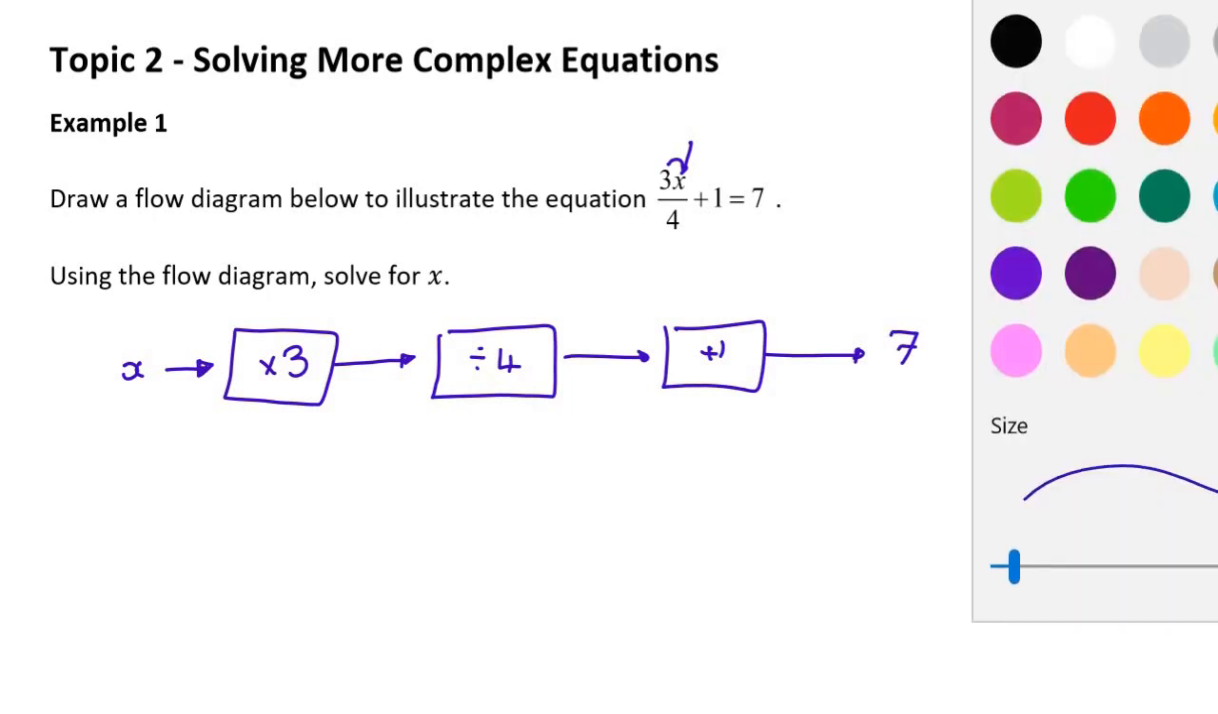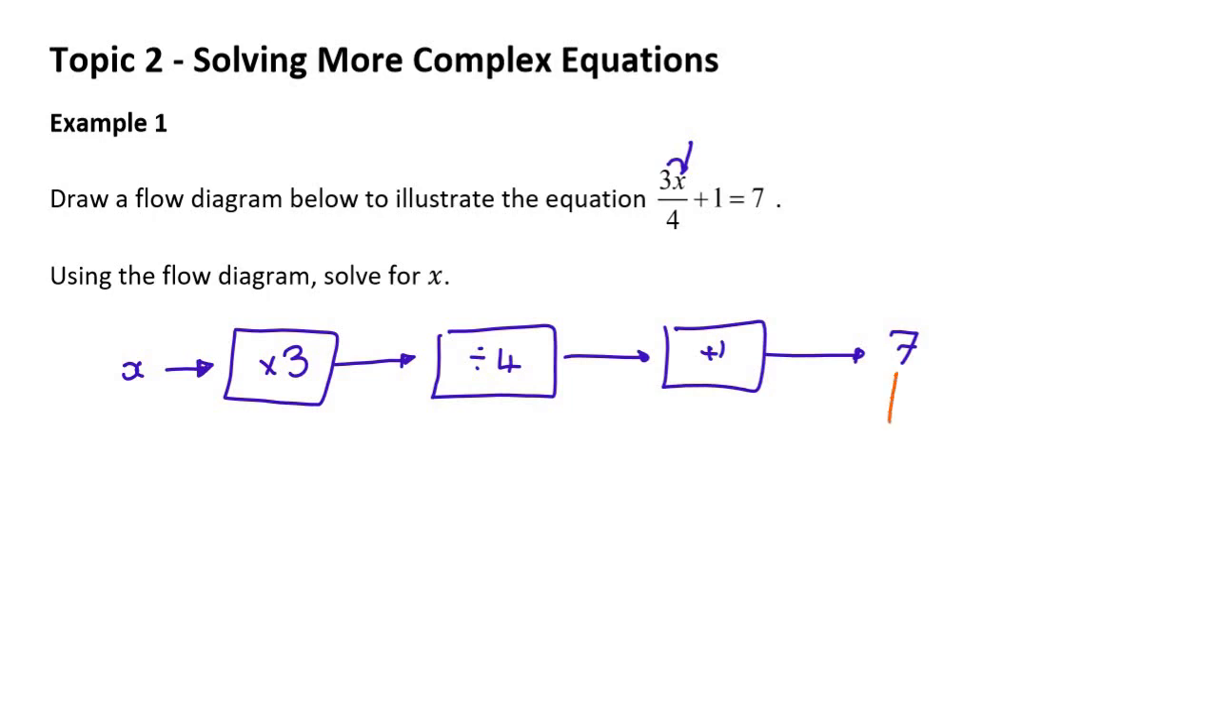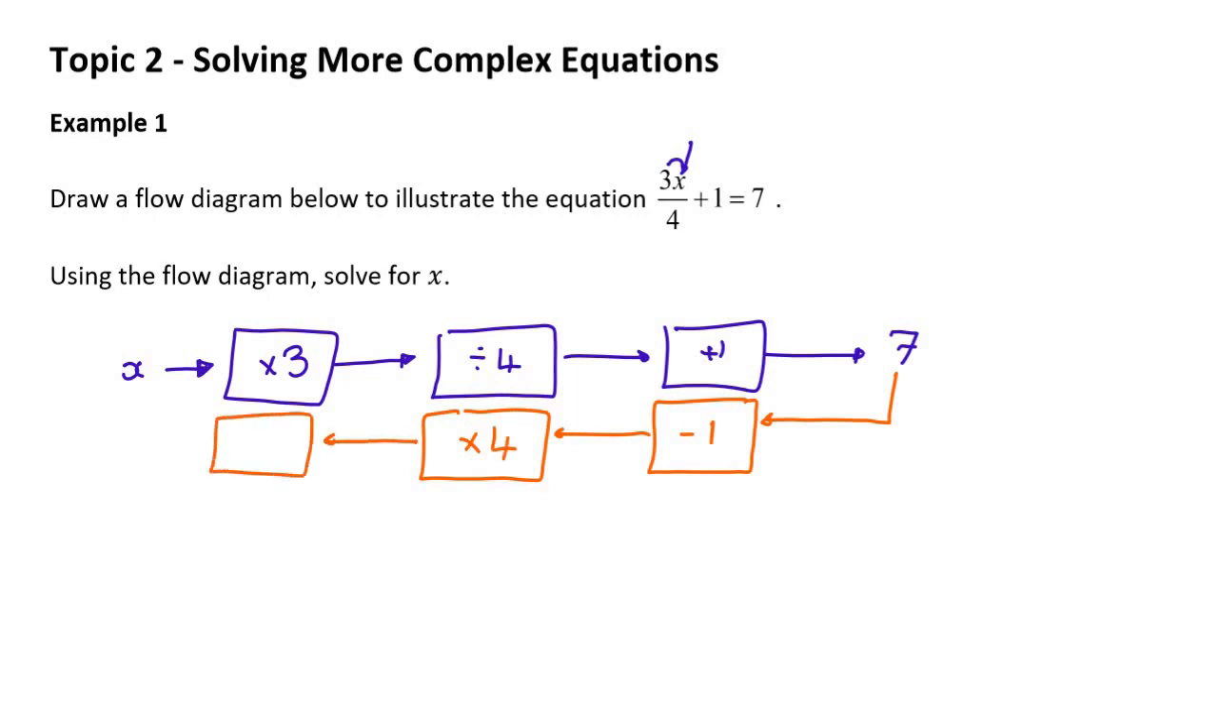Now if I'm using this flow diagram to solve for x, I would undo each of these. And so just to remind you, we use the inverse operation. So the inverse of addition is subtracting. So to undo adding 1, I'm going to subtract 1. To undo dividing by 4, I'm going to multiply by 4. To undo multiplying by 3, I'm going to divide by 3, and that will get me back to where I came from.